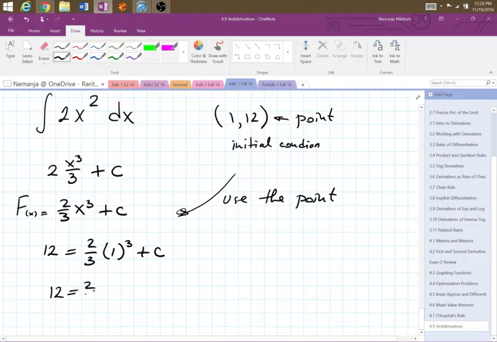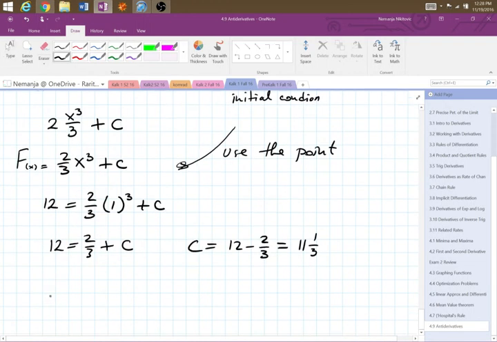So 12 equals 2/3 plus c. C is equal to 12 minus 2/3, which is 11 1/3. So you will write that the function is 2/3 x cubed plus 11 1/3. Or if you had 34 over 3, whatever. How about I write it 34 over 3?